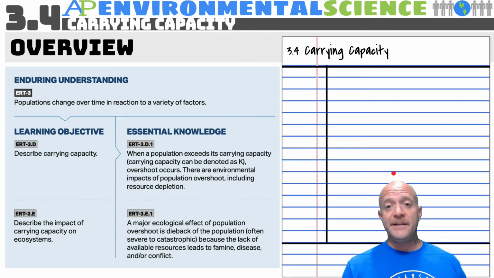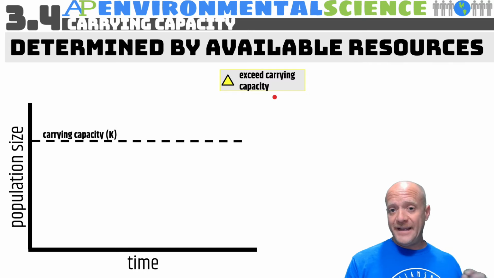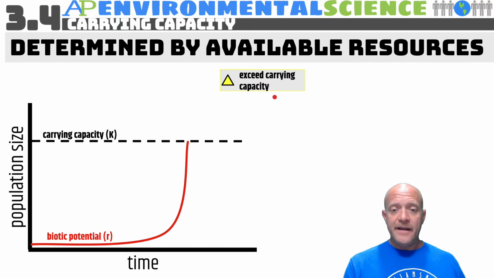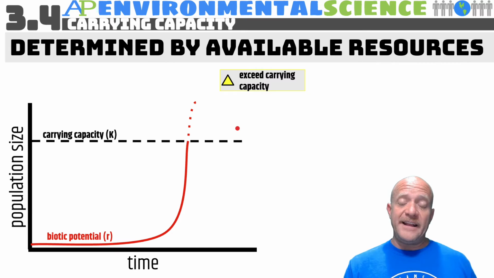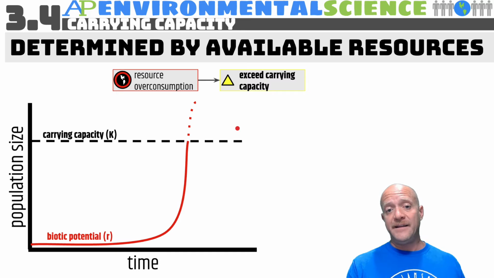So carrying capacity, we've been talking about this, but the carrying capacity is, again, the maximum population that an ecosystem can support, and this is determined by available resources. So when a population exceeds the carrying capacity, it's because it has shown great biotic potential and exceeded the carrying capacity because it overconsumed resources.